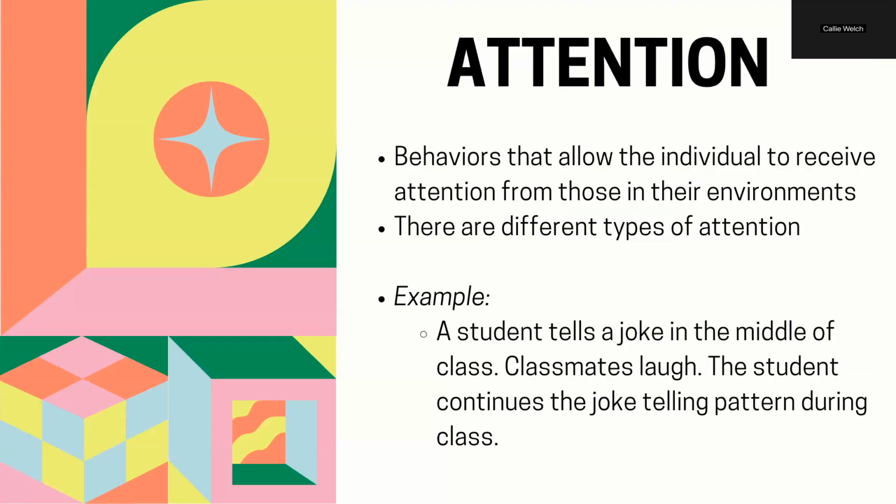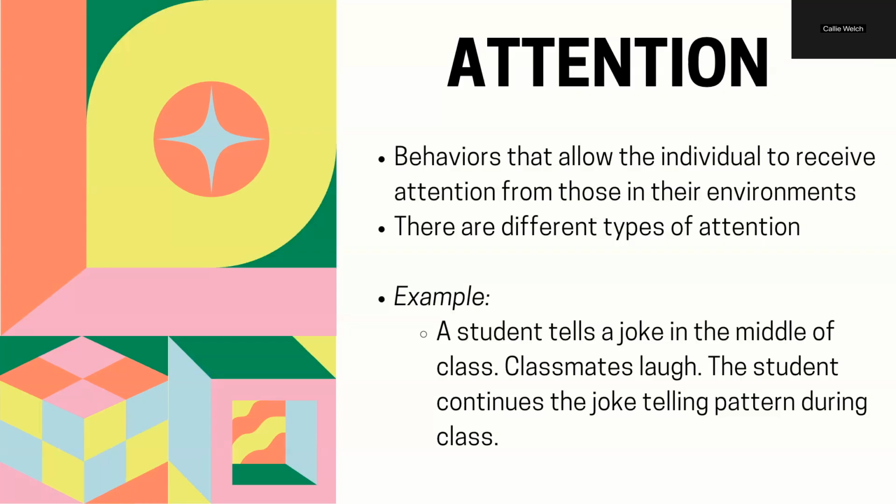So in our example down here, a student tells a joke in the middle of class, their classmates laugh, the student continues the joke telling pattern during class. So because their classmates laughed, they got that attention from their classmates. And so they continue to do that because in the past, their classmates laughed. So they want those classmates to laugh at them. Attention is another big area that we see for our students, especially in middle and high school, where sometimes they're trying to figure out who they are and who their friends are and all of that stuff.